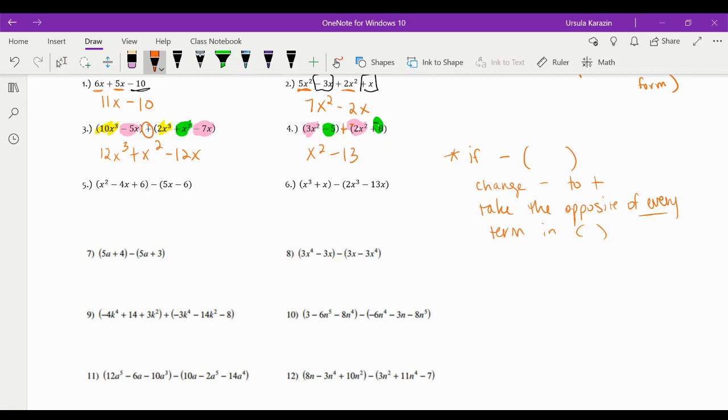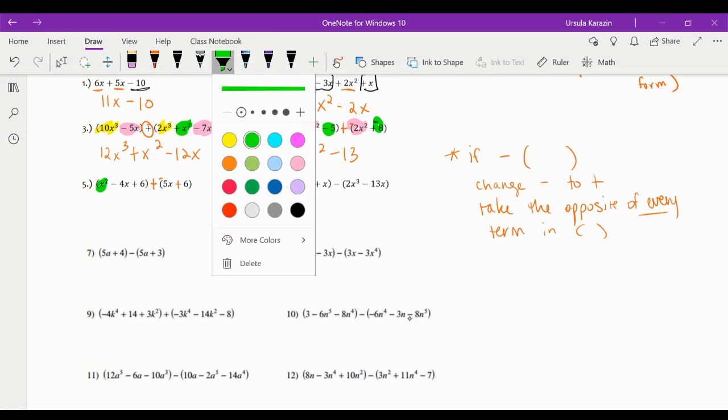All right, so number 5, we're going to do it because it has a minus in between. So note, I'm going to make the minus a plus. And then I change the sign of every single term in the parentheses. So the plus 5 becomes a minus 5 and the negative 6 becomes a positive. See how I changed both of those? Everything in the parentheses gets changed.